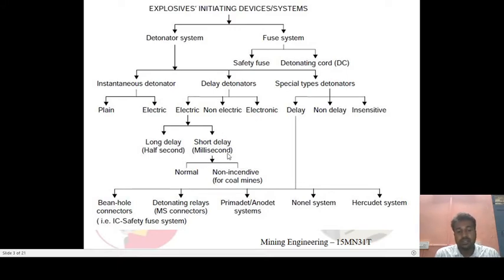In case of short delay detonators, the non-incentive types are used in the coal mines. The special type detonators are used on special occasions in the mines. We are much familiar with nonel systems, whereas the others we are not familiar with because they are used primarily in special cases. And the fuse systems are of two types: the first is safety fuse and the second is detonating cord. Now we'll enter into detonators.